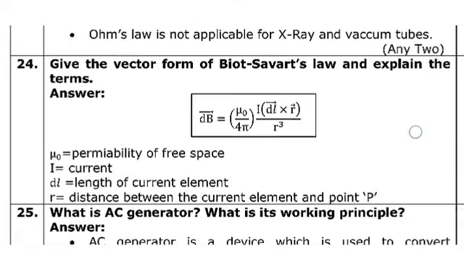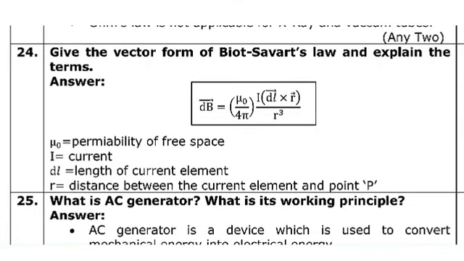Next, question number 24. Give the vector form of Biot-Savart's law and explain the terms. That is, dB vector is equal to mu naught by 4 pi, I into dl cross r, divided by r cube. Here I is the current, mu naught is the permeability of free space, dl is the length of the current element, and r is the distance.